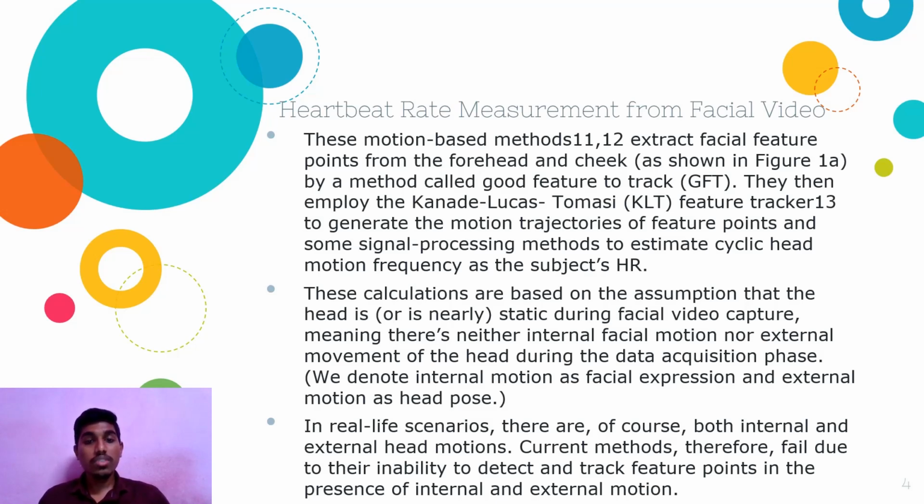the subject's HR. These calculations are based on the assumptions that the head is static during facial video capture, meaning there's neither internal facial motion nor external motion of the head during the data acquisition phase. We denote internal motion as a facial expression and external motion as a head pose. In real-life scenarios, there are, of course, both internal and external head motions. Current methods therefore fail due to their inability to detect and track feature points in the presence of internal and external motion.